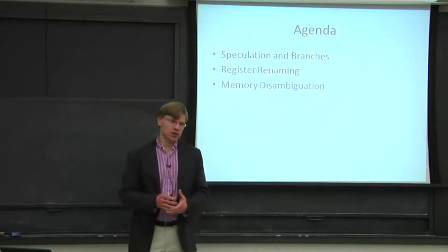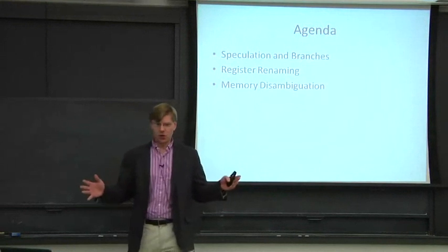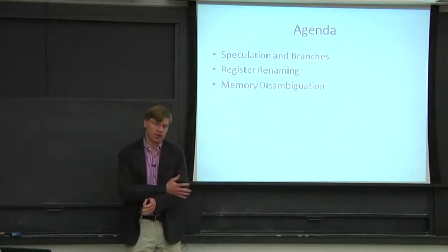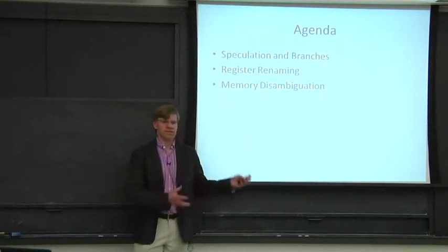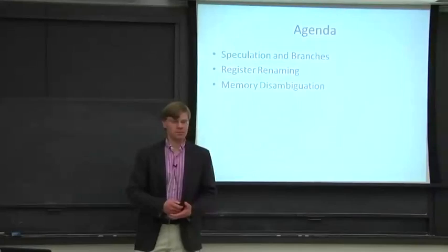And memory disambiguation is basically figuring out how to have loads and stores execute out of order relative to each other, and figuring out how to get the right data for a particular load after a store. And we call that memory disambiguation.